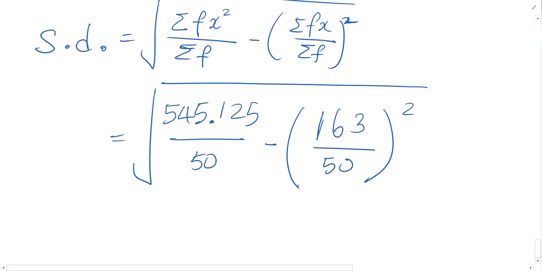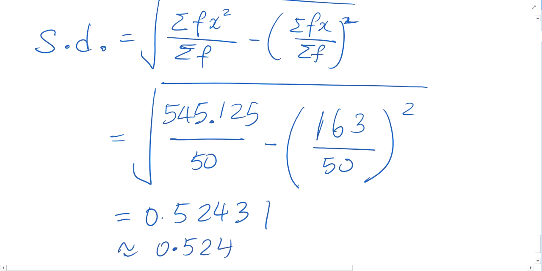Now this one, you don't need your statistics mode already, but you can still use it. 163 divided by 50. I square it. Then I take 545.125 divided by 50 minus answer, square root the answer, I get 0.52431. 5 SF, rounded off to become 0.524. This is the answer for the standard deviation.